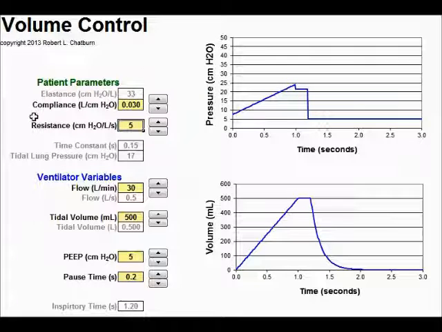Now, what happens when I decrease the patient compliance? I didn't mess with the settings at all. My volume stays constant in volume control ventilation. However, my peak pressure increases, and you notice it increased a little. It went to approximately 25 centimeters of water. So this is what happens when compliance is decreased during traditional volume control ventilation.